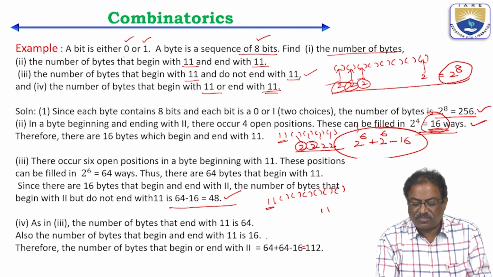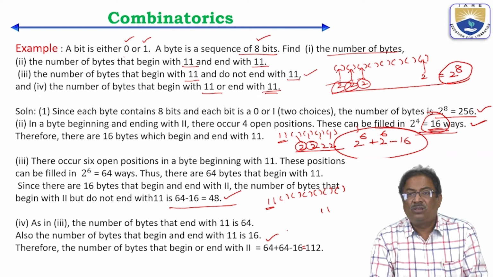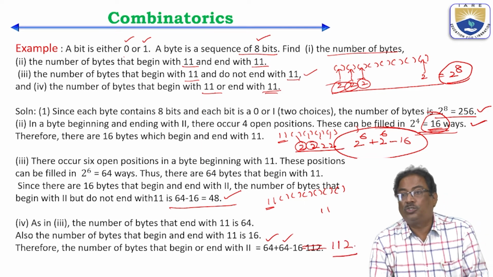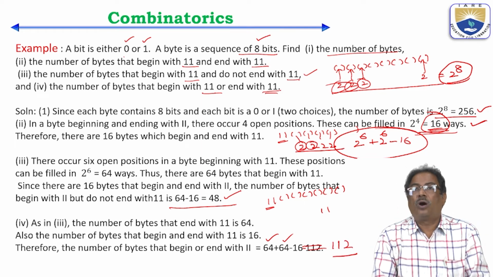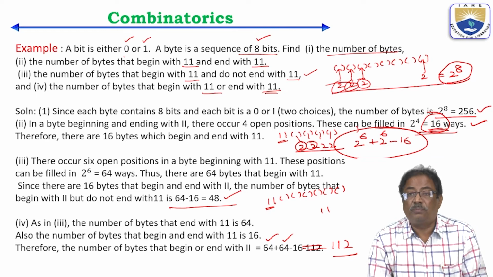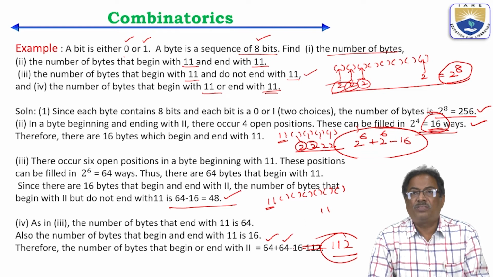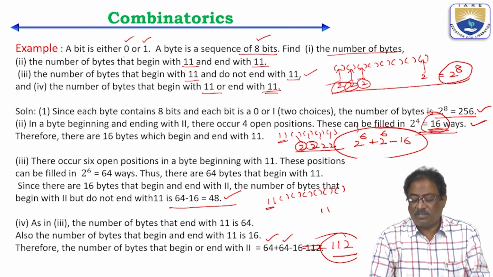So 2 to the power of 6 is 64. 64 minus 16, so this is nothing but 112. There will be 112 bytes beginning with 1 1 or ending with 1 1.